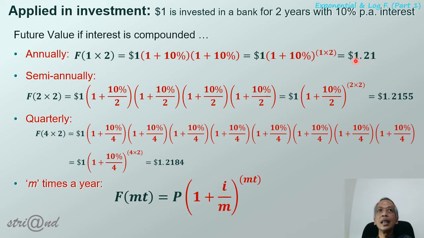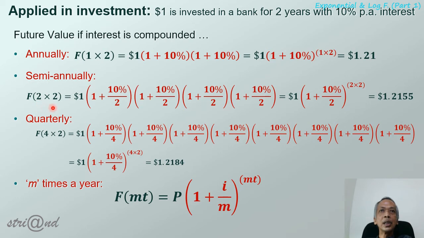$1.21. And then when it is compounded semi-annually, in a year there will be 2 times the interest will be calculated. That is why it is called semi-annually.